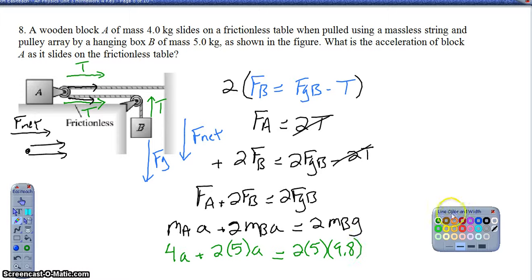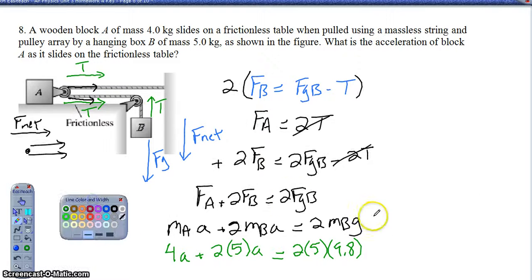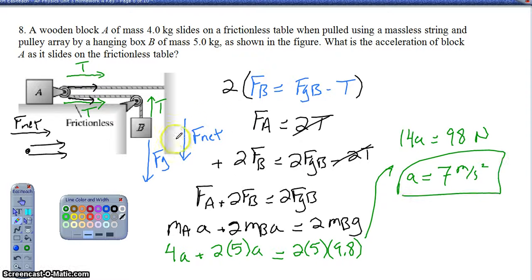Most of this is math that's easy enough. We can do it in our heads, hopefully, right? On the left-hand side, I get 14a. On the right-hand side, I get 10 times 9.8, so 98 newtons. Then solving for a, I just divide both sides by 14, and I get 7 meters per second squared. So block A and block B both accelerate with an acceleration of 7 meters per second squared.